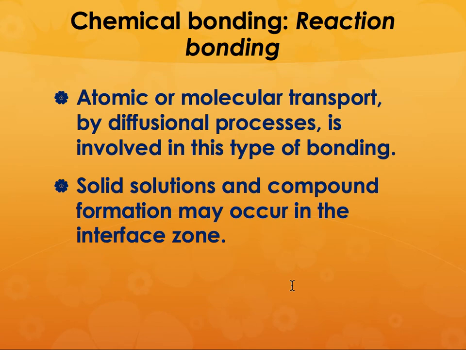What is to be noted is that atomic or molecular transport by diffusional processes is what is involved in this type of bonding. There can also be compound formation on the interfacial zone, and there could also be solid solution. So you have a matrix resin, or you have different particles, and some atoms are displaced by other atoms. That can also improve the chemical bonding between the different atomic species.